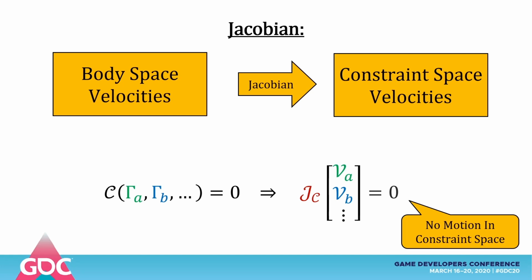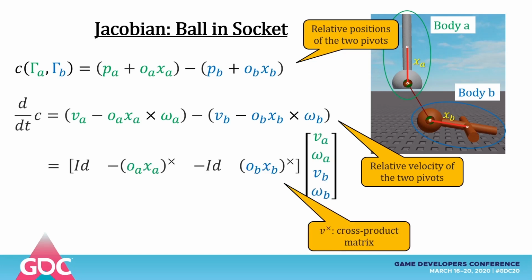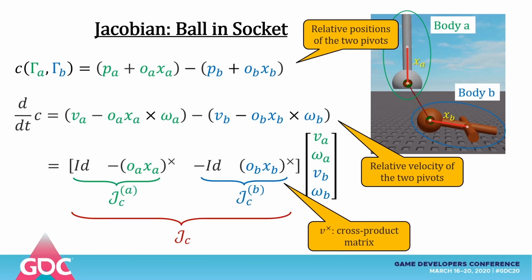Since the time derivative of a function that's 0 is 0, constrained bodies produce no motion in the constraint space. For example, here's the ball in the socket constraint and its derivative, which is the relative velocity of the two pivots. Some care has to be taken in taking the derivative of orientation matrices or quaternions. These are expressed in terms of cross products with angular velocities. But a cross product is a linear operation and can be expressed as a matrix multiplication. As a result, we can gather the velocities into a vector and the rest into the Jacobian matrix. The Jacobian matrix has two parts corresponding to the two rigid bodies.